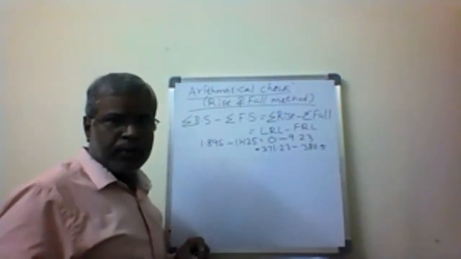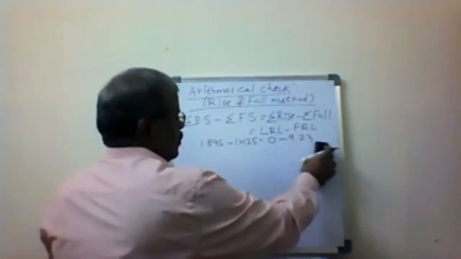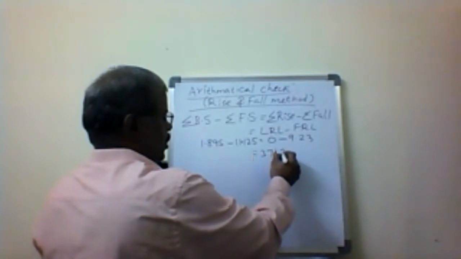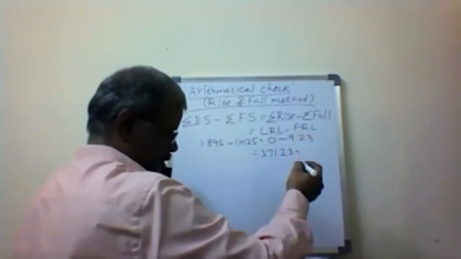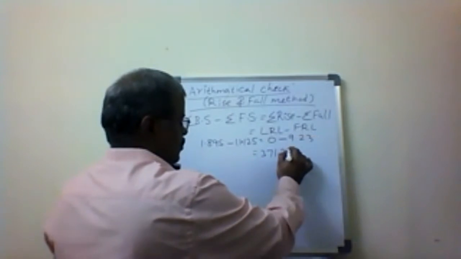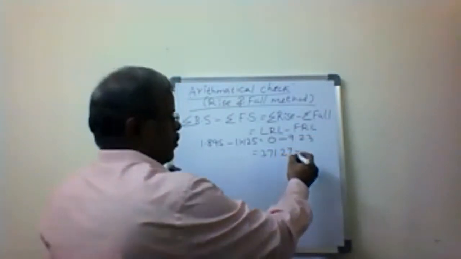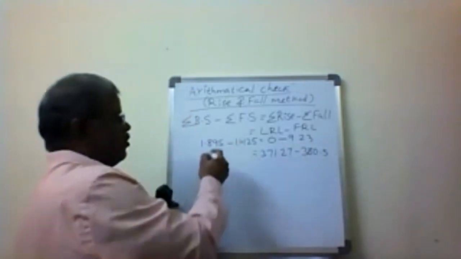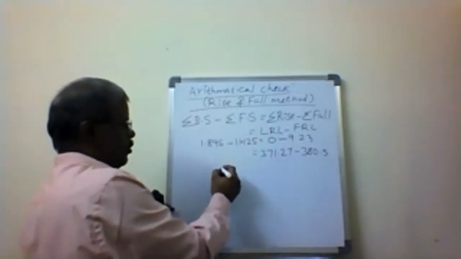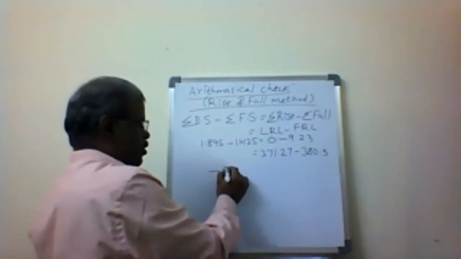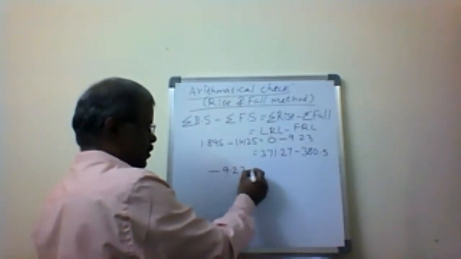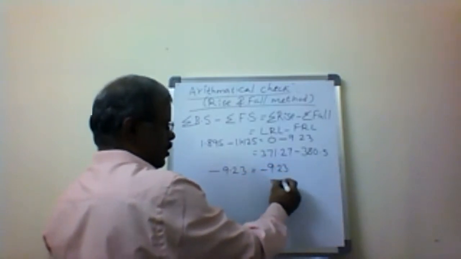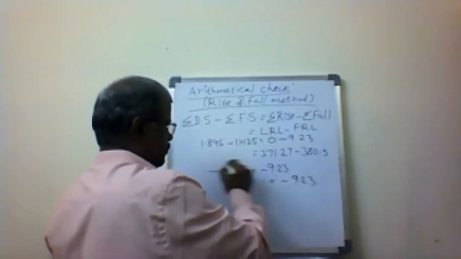So 371.23 minus 380. So this will be equal to 371.23 minus 27 minus 380.5. So the value is 1.895 minus 11.25, which is minus 9.23.